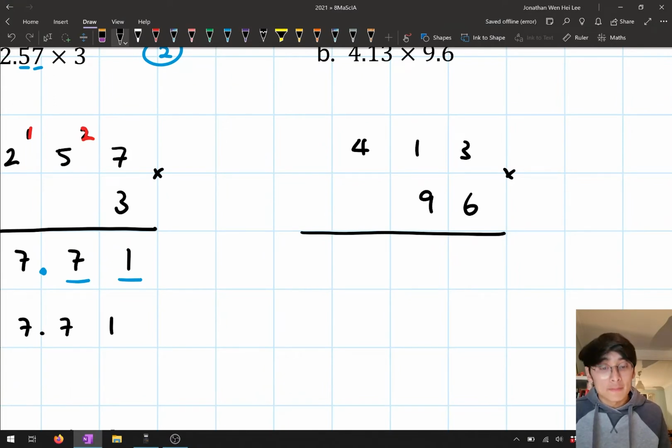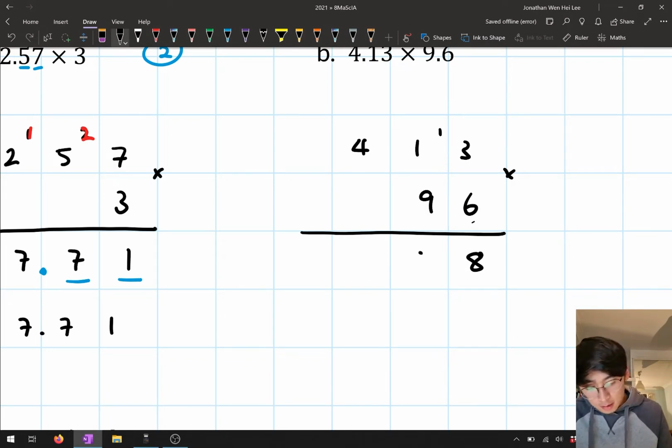Now, when you're multiplying by a two-digit number, what you want to do is multiply each of those digits separately. So I'm going to first start off with the 6. So I'm going to do 6 times 413. So here 6 times 3 gives me 18. I have to carry over the 1. And so when I carry over the 1, I do 6 times 1, which is 6.